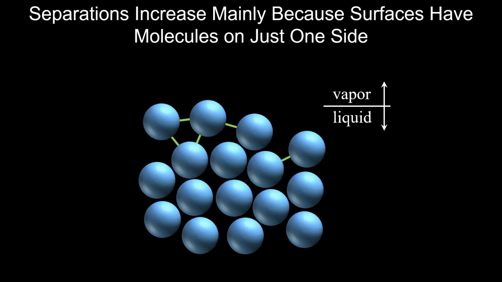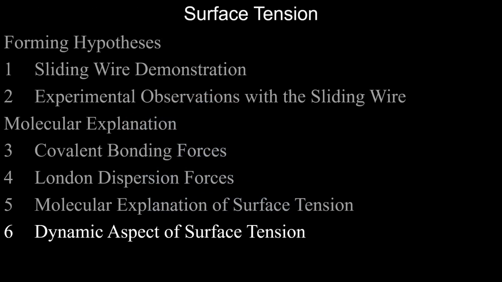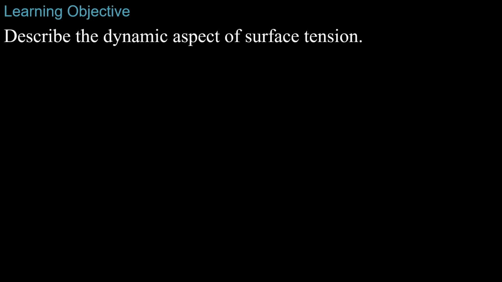This figure shows a string of 3 surface molecules with extra attractions between them. Such chains of attractions tend to not be very long because the separations between surface molecules are constantly changing. In other words, the extra attraction between any pair of surface molecules doesn't last long. This constant change means that there is a dynamic aspect to surface tension. The learning objective for this section is: describe the dynamic aspect of surface tension.